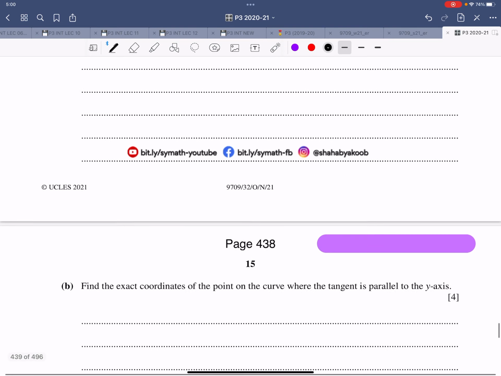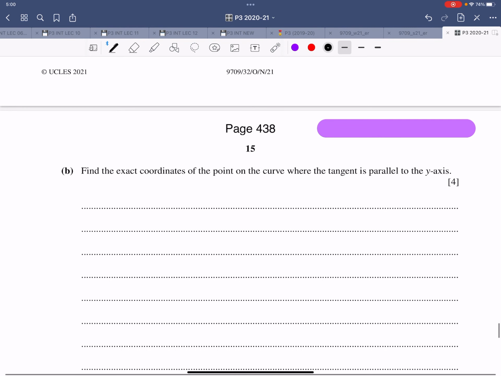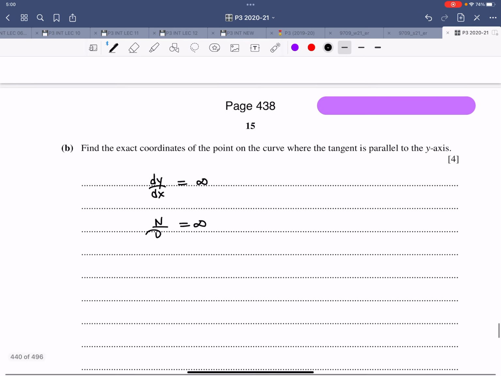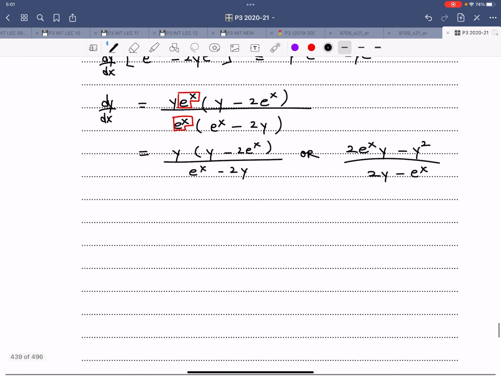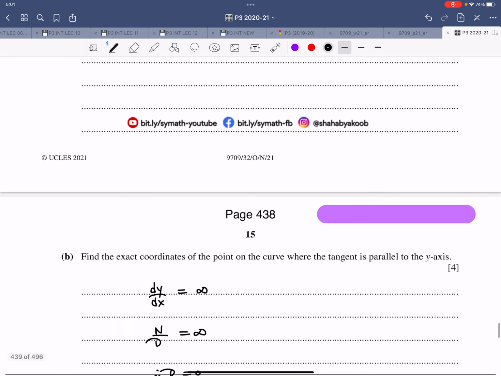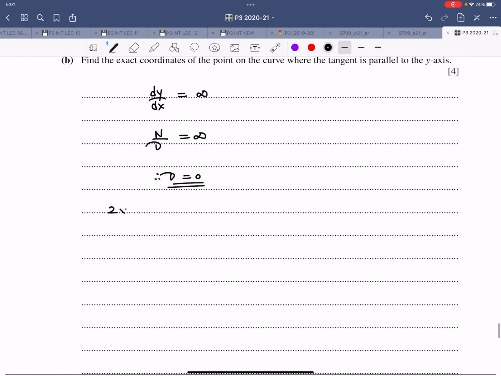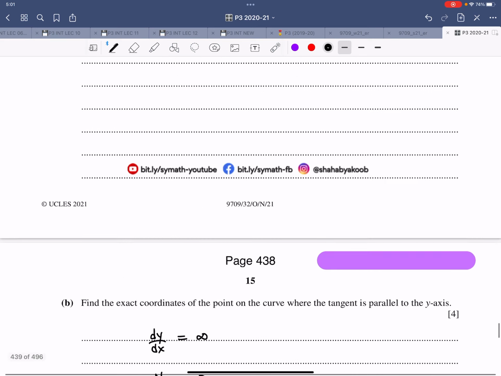Now it says the tangent is parallel to the y-axis. That means dy by dx is undefined. Numerator over denominator is undefined. What makes a fraction undefined? The denominator equals 0. What is the denominator? e^x minus 2y, or 2y minus e^x equals 0. So 2y is equal to e^x, y is equal to half e^x. Any which way, let's see how we should proceed.